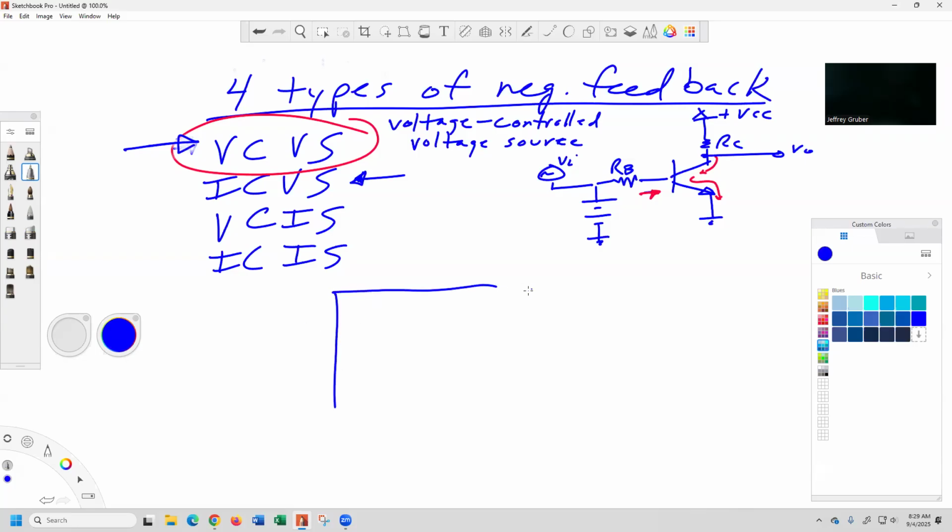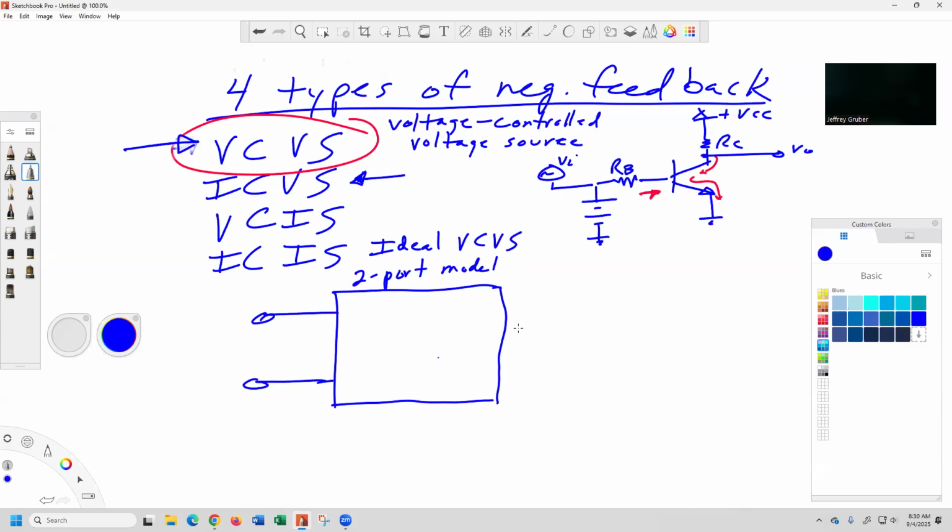So here's our 2-port model. This is an ideal VCVS. Two ports, input, output. V in, V out. We have high input impedance and low output impedance, low Z out.